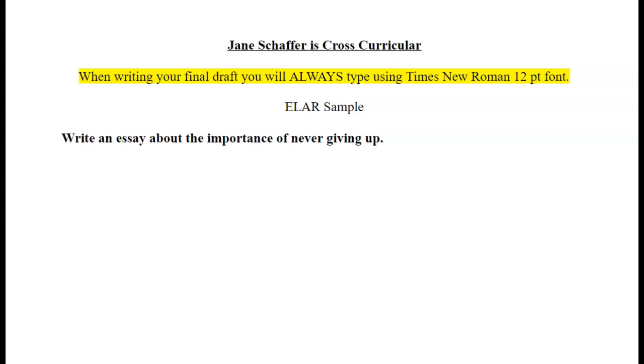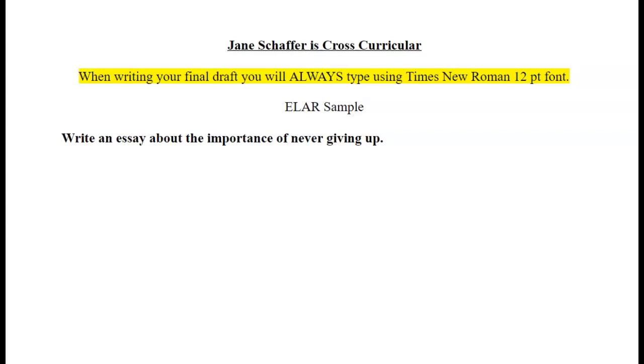The first sample example I want to show you is from English. The prompt is write an essay about the importance of never giving up. A Jane Schaffer consists of 5 sentences. So you have to be very precise and to your point when you write your paragraph. So you have a topic sentence, which explains what your paragraph is about. Concrete detail, which is a fact based off of your topic sentence. You have 2 commentary sentences that elaborate more on the concrete detail and give more information to your reader. And then you wrap it all up in your concluding sentence.